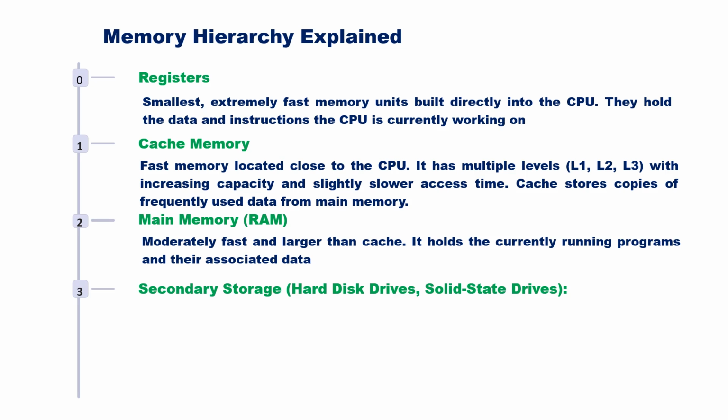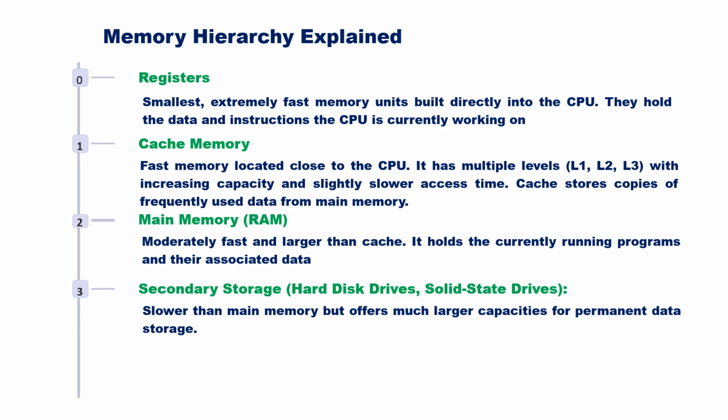Moving to level 3, secondary storage includes hard disk drives, SSDs, etc. This type of storage is slower than main memory but offers much larger capacities for permanent data storage. Secondary storage is non-volatile, meaning data persists even when the computer is powered off.